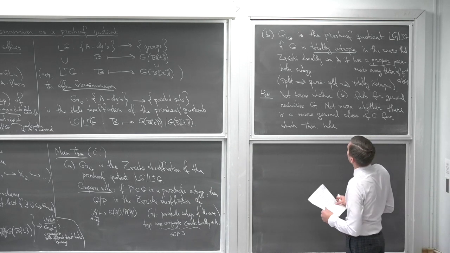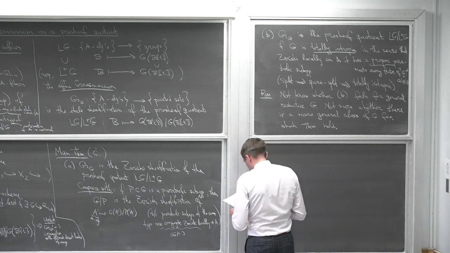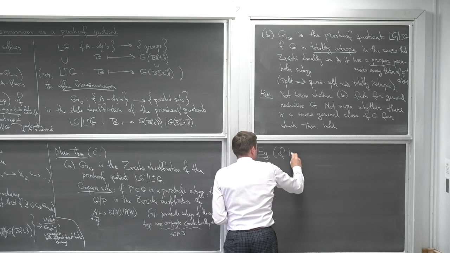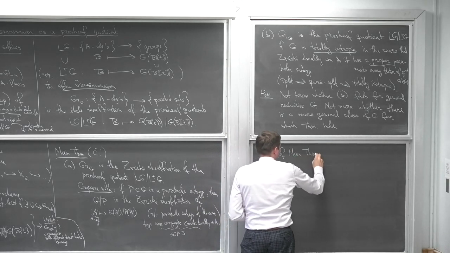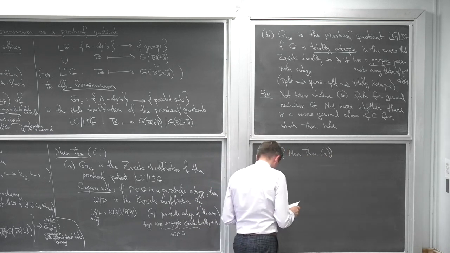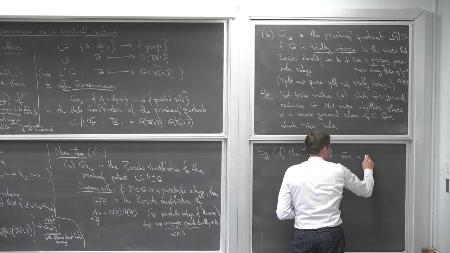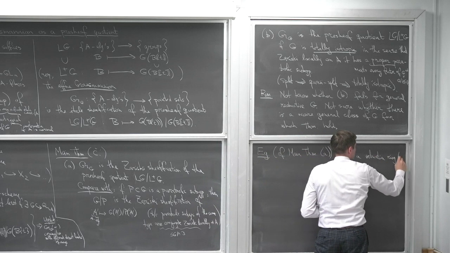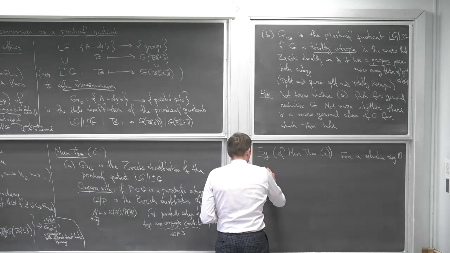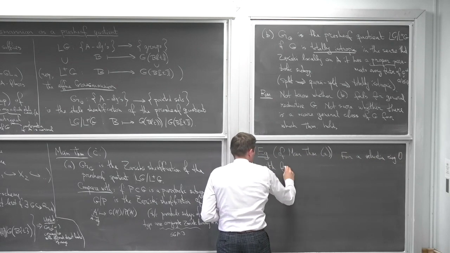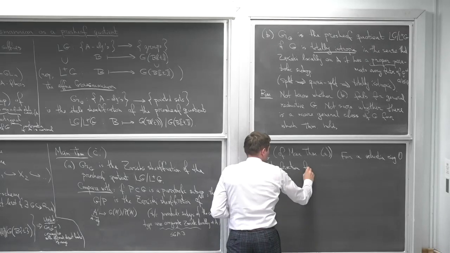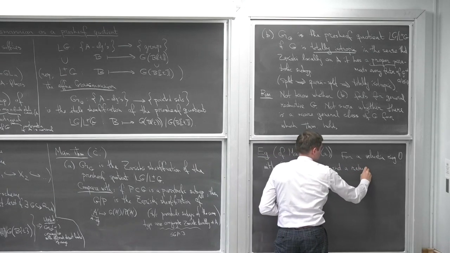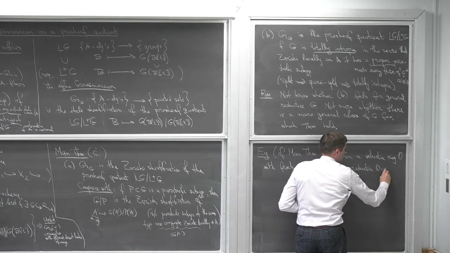Okay, so let me just give a very naive example of this main theorem, part A. If we give ourselves a valuation ring A, with fraction field K, and G reductive over it.